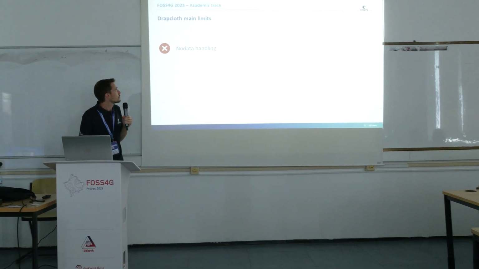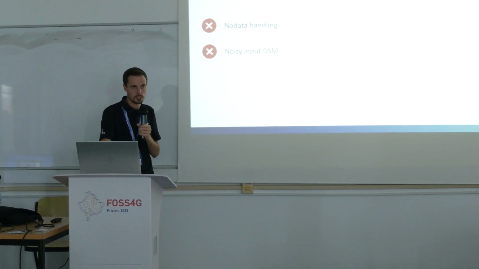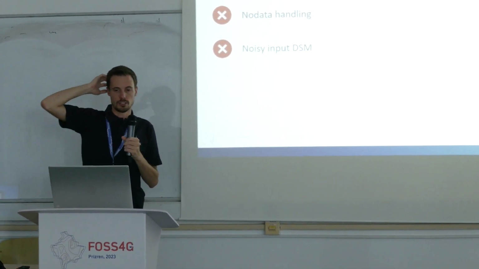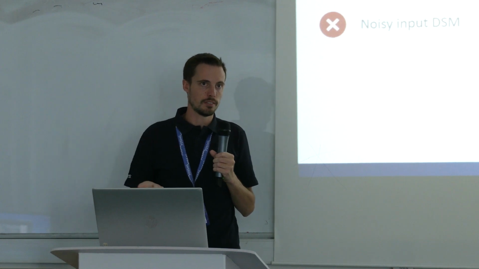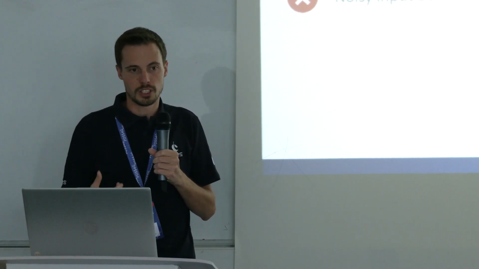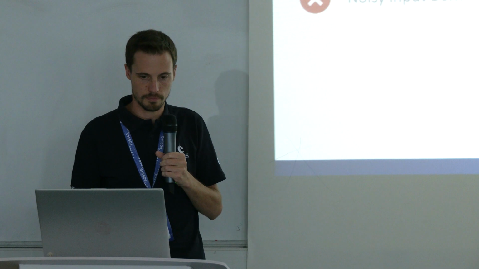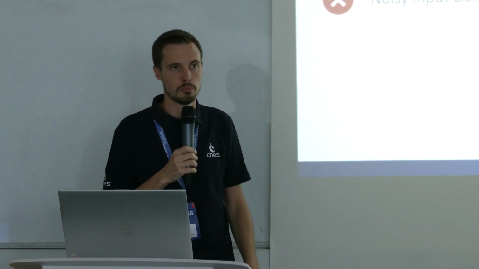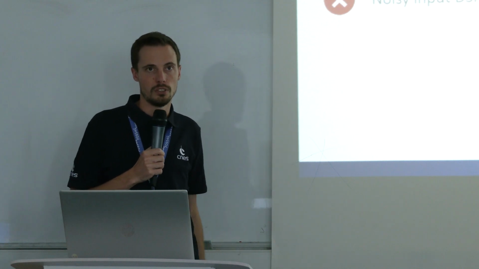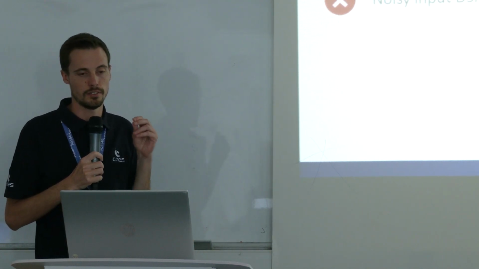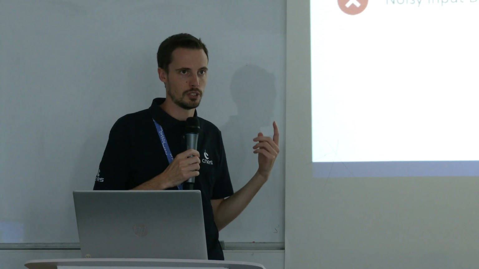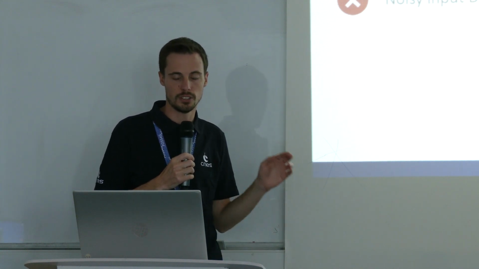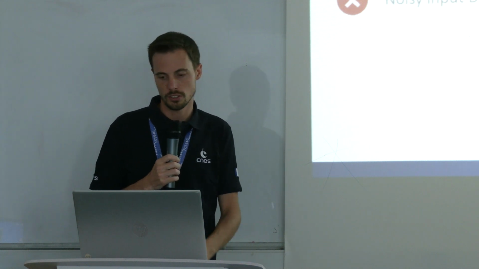The main limit of the drop cloth methods is that there is no no-data handling. When you're working on satellite imagery, you have a lot of no data in your DSM because of occlusion. The satellite cannot see everything, so you have no data. And in a lot of methods, it's not taken into account well. The drop cloth methods in open source are mainly used for LiDAR missions, so it's very, I would say, beautiful DSM compared to satellite, because, as I will show you later, satellite DSMs can have a lot of noise in them, and we have to be able to tackle those kinds of DSM.